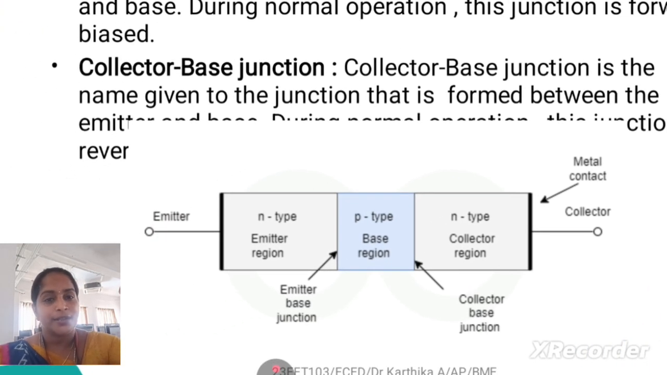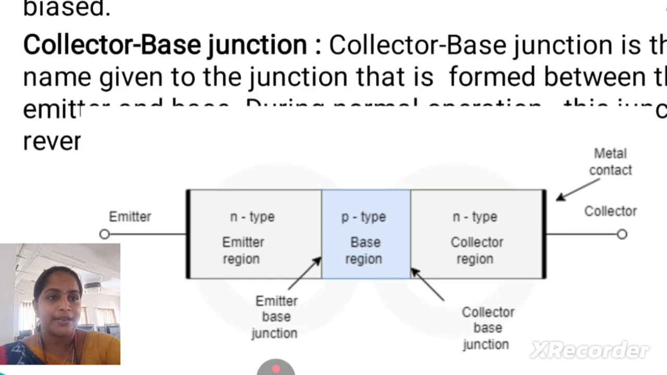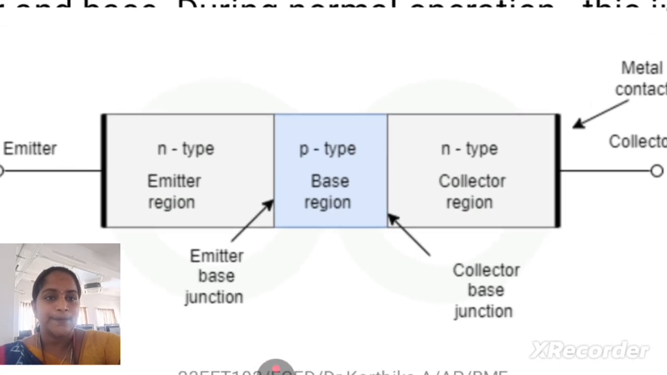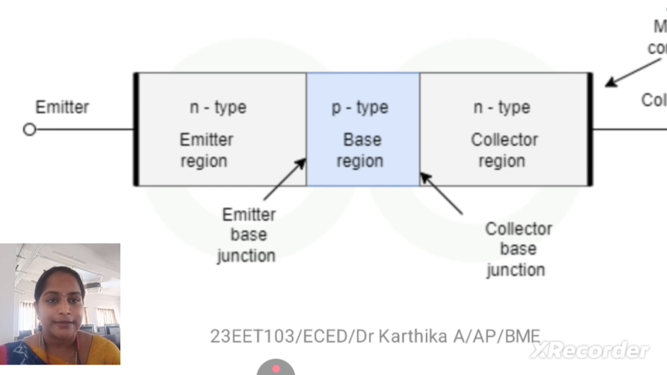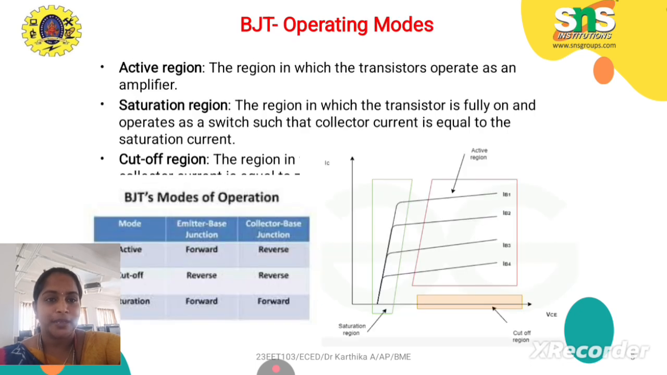During normal condition, whether it is forward or reverse biased, which is very essential for our basic circuits. See the diagram. We have emitter, collector and metal contact. Here in this diagram we have emitter base junction and collector base junction. We have a metal contact for N and P type. During normal operation, emitter base junction follows forward biasing, whereas collector base junction follows a reverse biasing. Based on the applications, we can choose either forward or reverse bias.